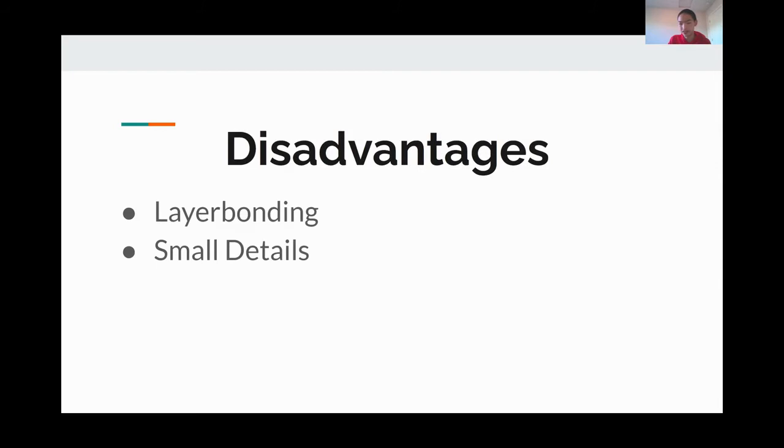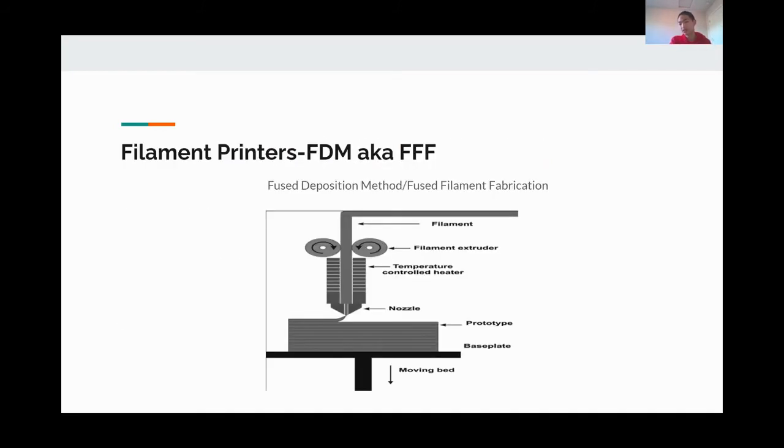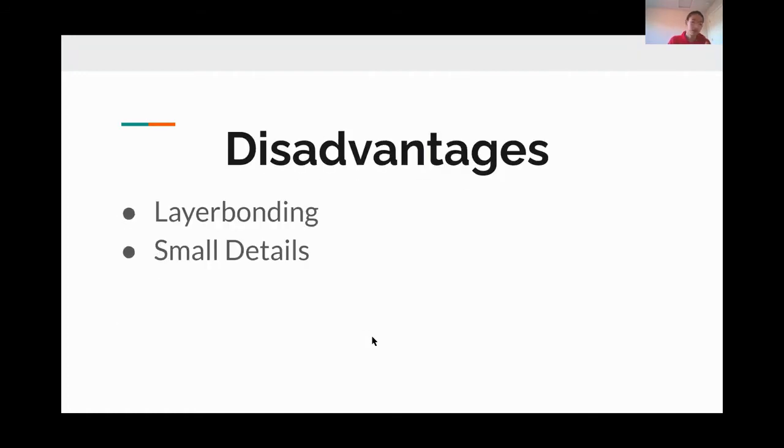And then the disadvantages. The first is layer bonding. Because you're just laying melted plastic on top of other plastic, it's not very well held together between layers normally. So it can be a lot weaker between the layers than the actual filament strength itself, down to half as strong, which can be very bad for structural parts.